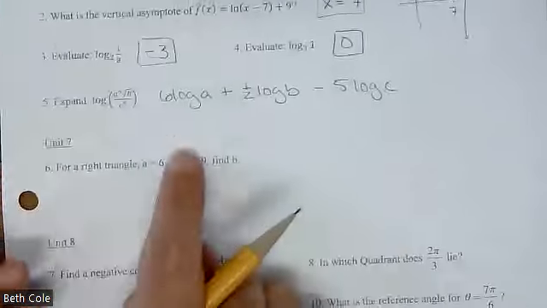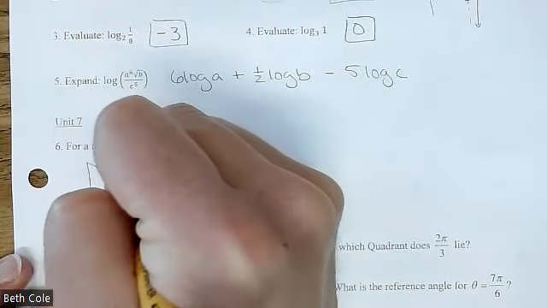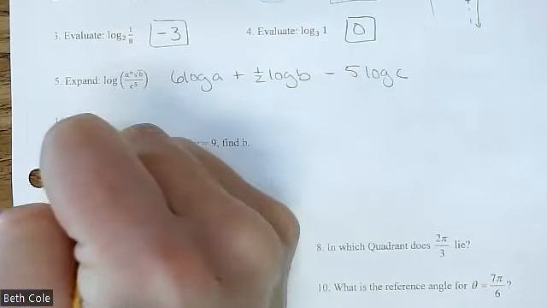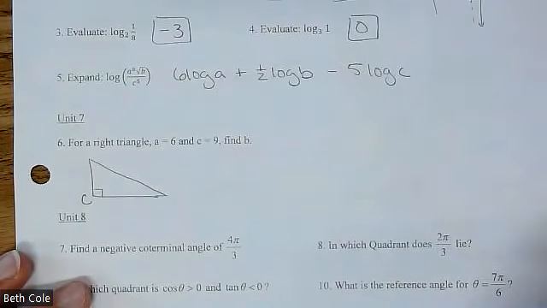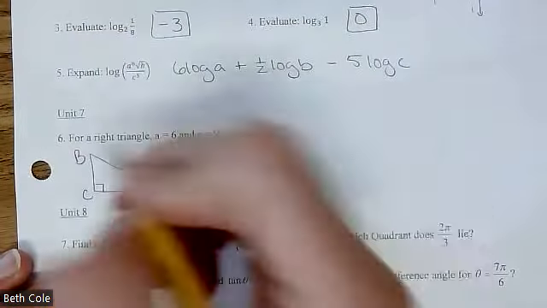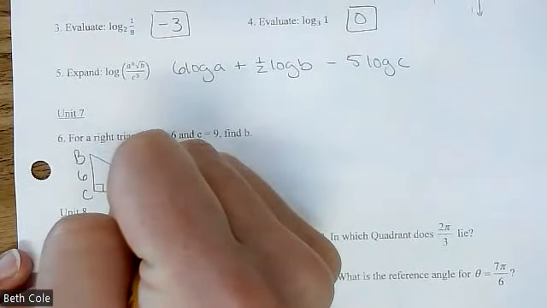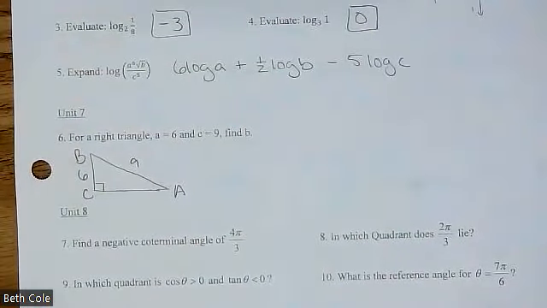All right, number 7, for a right triangle, so let's draw a right triangle. It doesn't matter where A and B go, but C has to be the right angle. So I'm going to put A here and B here. A is 6 and C is 9. What is B? Oh, I guess I almost kind of didn't need the triangle for that. It's going to be your Pythagorean theorem.